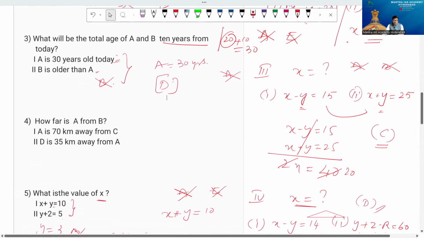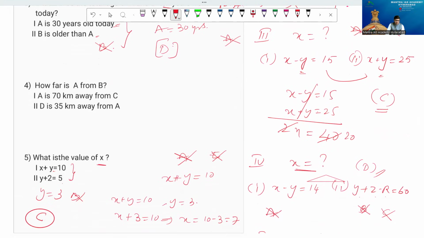Then the fourth question, be cautious. How far is A from B? Remember, the question is asking about the distance between A and B. A is 70 kilometers away from C. Example, if you take C here, between A and C we have 70 kilometers, beta. My question is between A and B. So I didn't get the answer by using the first statement, not A.